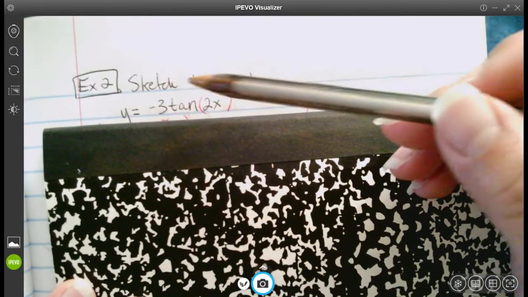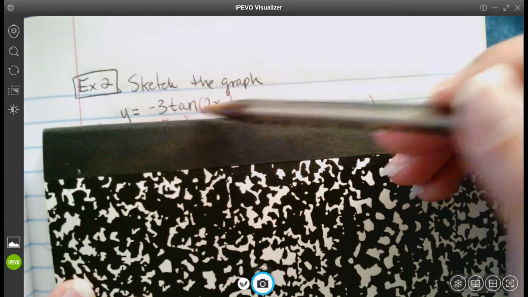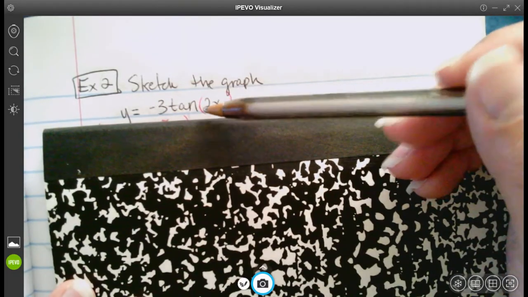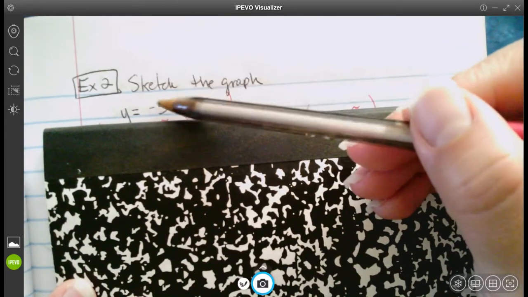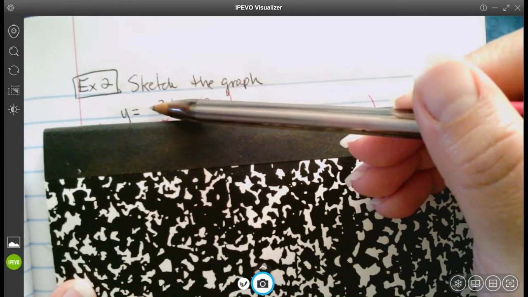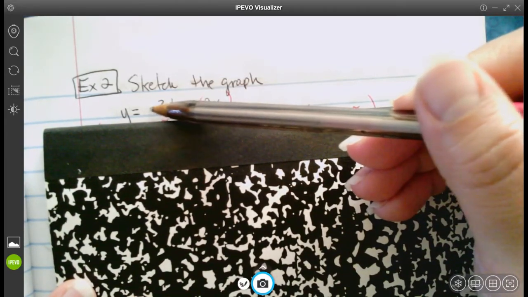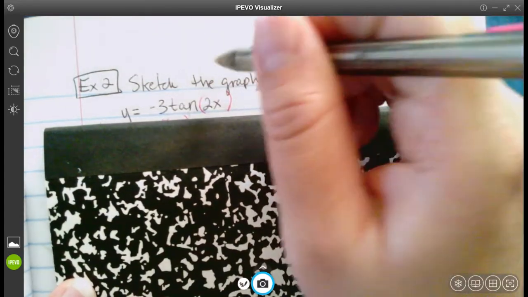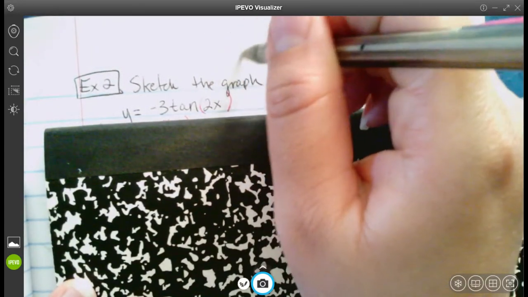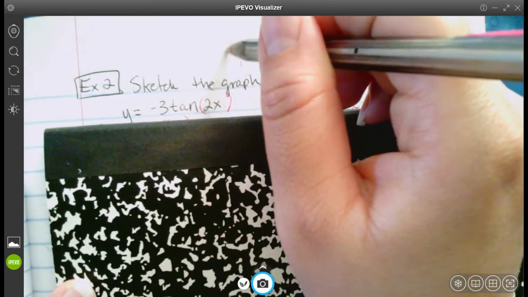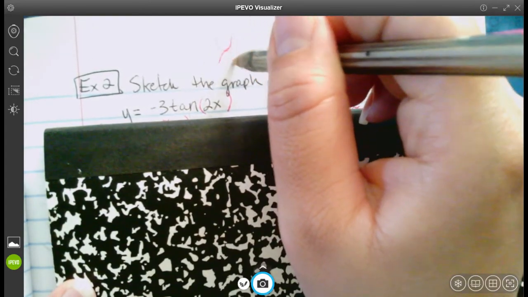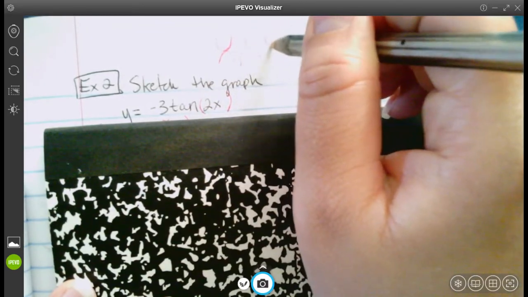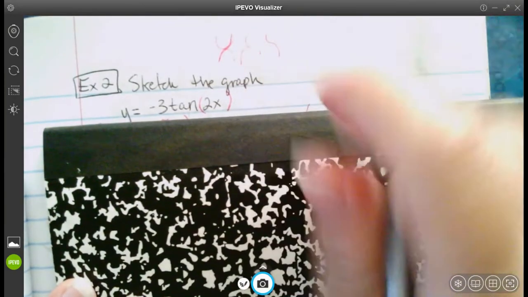Here is example number 2. It says sketch the graph of -3 tangent of 2x. Okay, so we added another number in the front just to mix things up a bit. We also made it negative. So keep in mind that a negative is a reflection over the x-axis. Remember our tangents kind of do this. A reflection is going to flip it. So this one's probably going to be the other way, kind of like that. Let's just keep that in mind, okay?